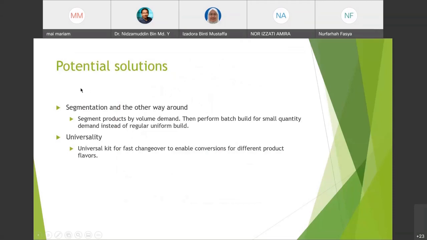So the potential solution will be like segmentation. The suggestion given from the contradiction matrix would be like segmentation and the other way around. So you use this keyword and you try to look into your problem, how you can solve it by using these keywords. So this suggestion would be to segment products by volume demand. This segmentation, segment the product by volume demand. You have the demand, so you just produce some.